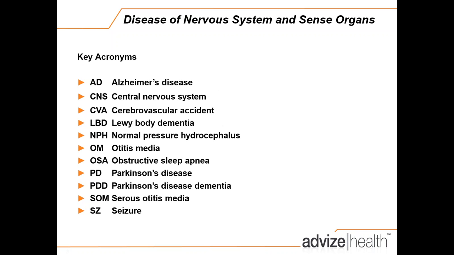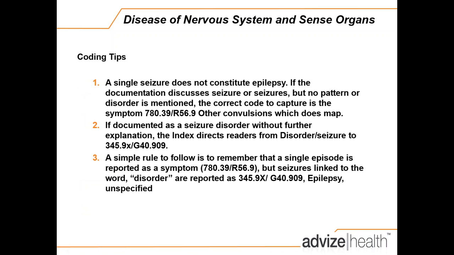Some key acronyms for nervous systems and sense organs, your Alzheimer's, your Parkinson's disease, etc. Coding tips for your nervous system and sense organs. A single seizure does not constitute epilepsy. If the documentation discusses seizure or seizures, but no pattern of a disorder is mentioned, the correct code to capture this is the R56.9, other convulsions, which does map. If documentation has a seizure disorder without further explanation, we want to index that to direct readers to G40.909.